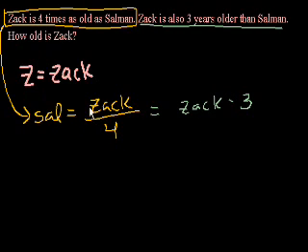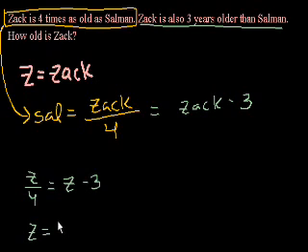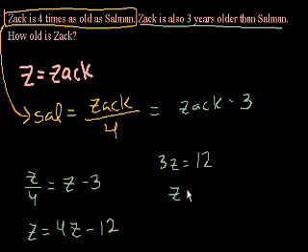Well, we have our equation set up, and actually instead of writing Zach, I should have just written Z. But the equation is all set up for us, and we get Z over 4 is equal to Z minus 3. You can multiply both sides of this equation times 4, and we'll get Z is equal to 4Z, remember to distribute it, minus 12. And then we just skip a couple of steps, and I get 3Z is equal to 12, and I get Z is equal to 4 years old.